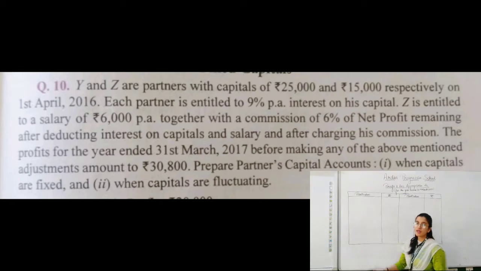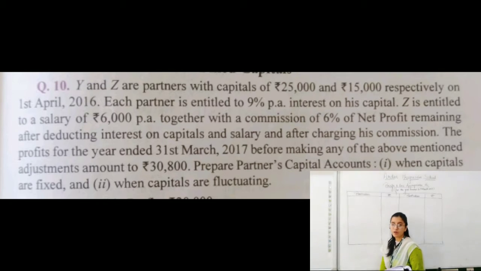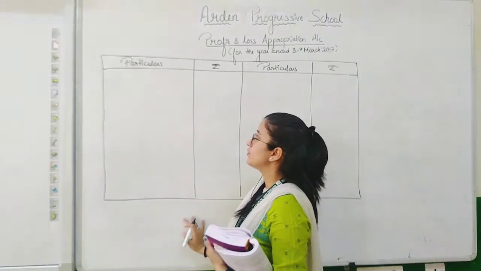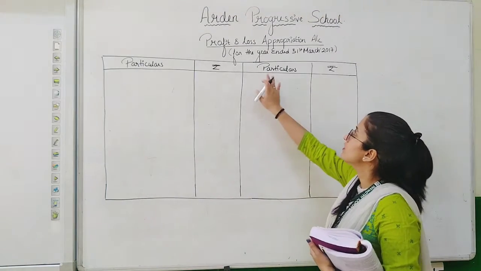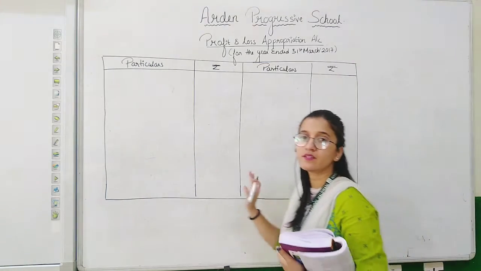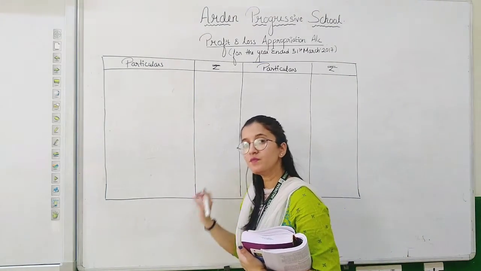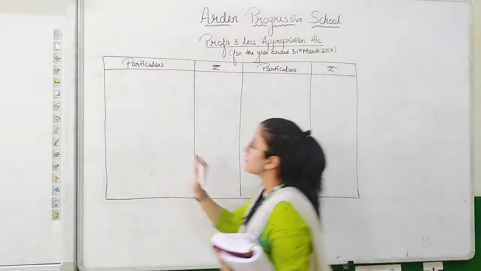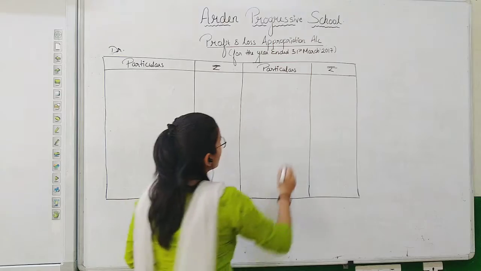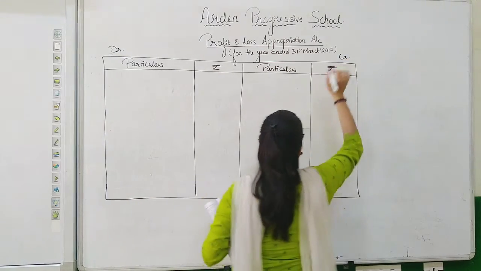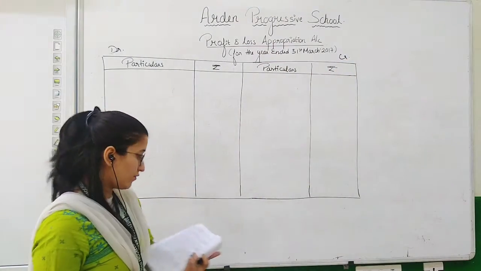Before preparing the partners' capital account, we will first prepare the profit and loss appropriation account to show the distribution of profits among the partners. Starting with the solution, we have to prepare the profit and loss appropriation account. We know this account is a nominal account and it is prepared from the firm's point of view. That means expenses of the firm will be recorded on the debit side and income of the firm will be recorded on the credit side. So we'll start with the credit side first.